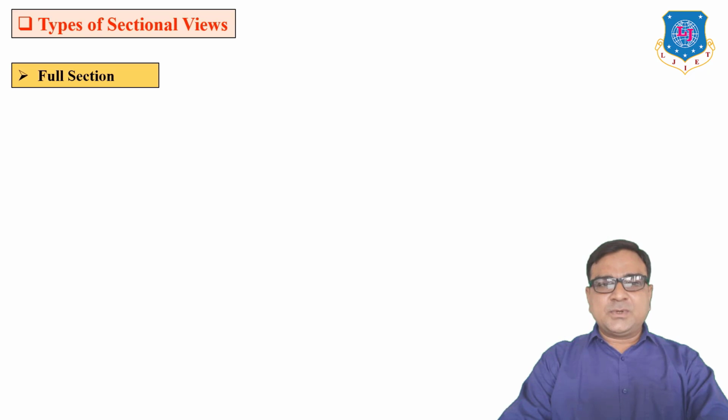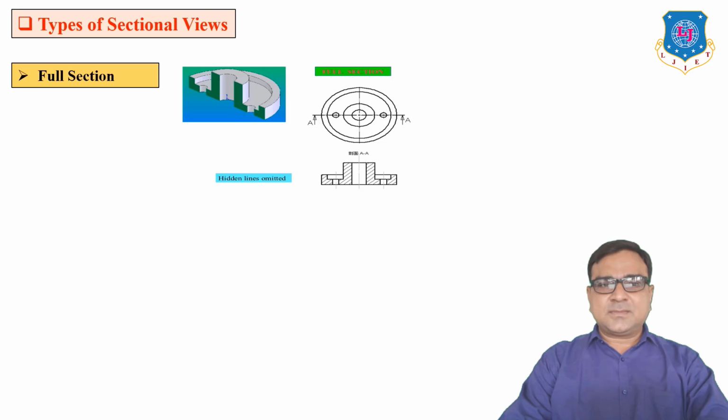So first, full section. You can see here there is one flange. It is cut by a cutting plane, and the cutting plane is passing through the object from top to bottom. So this type of section is known as a full section. Here you can see the front view of this particular object. This is our front view, which is known as the sectional front view, which indicates the surfaces which are under cutting. That surface is represented by section lines or hatching lines.